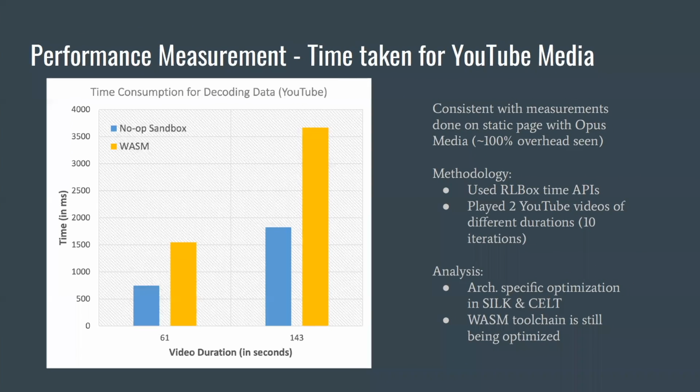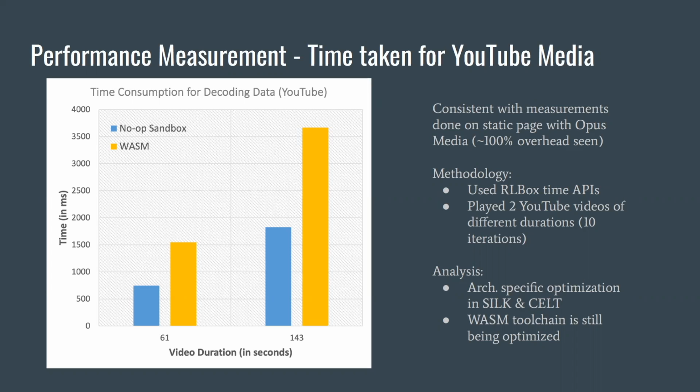So the next thing that we measured is the decoding time for YouTube media. And what we observed was very much consistent with what we have already seen with Opus content on a static web page. That is a nearly 100% overhead while decoding within the sandbox. However, there was no visible impact for the end user as we have already seen in our demo.